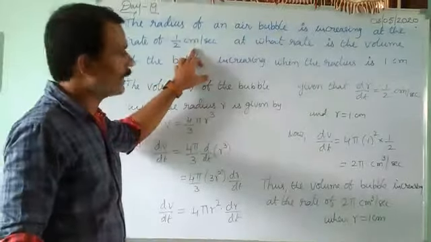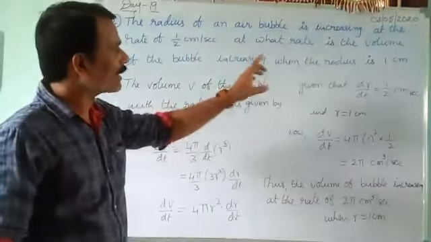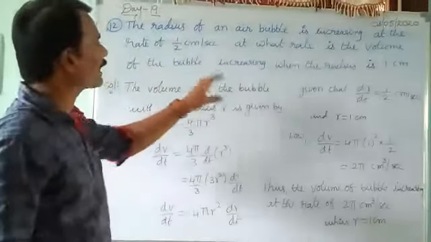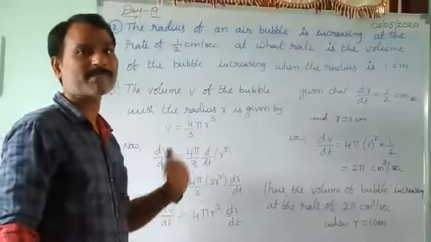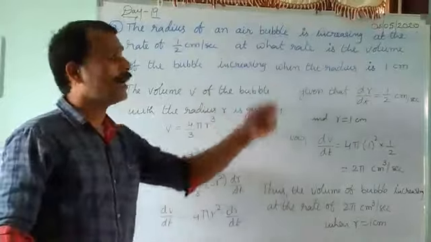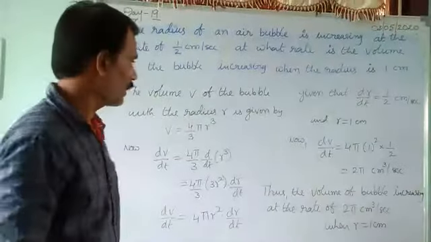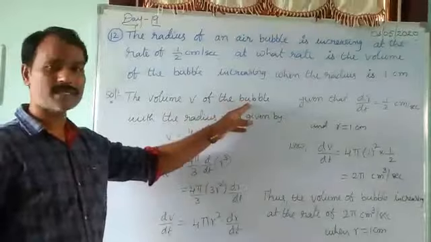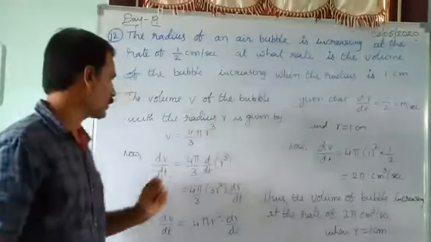means given dr by dt. And at what rate? What rate means find the rate of the volume of the bubble increasing when the radius is 1 centimeter, means find dv by dt where r is equal to 1 centimeter. Now come to the solution. The volume V of the bubble, bubble means it is a spherical shape.